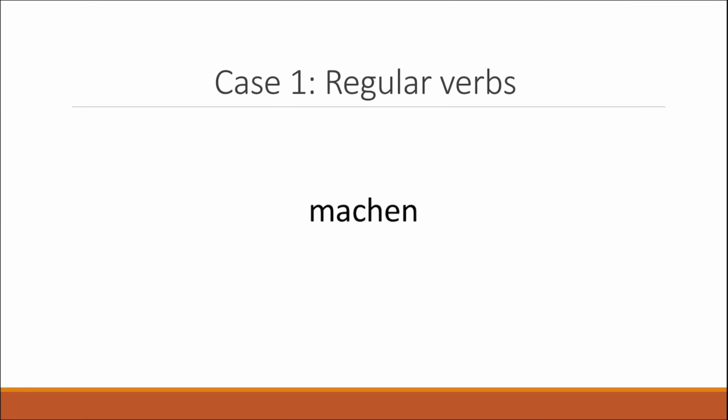Machen is a regular verb, and in order to conjugate the past participle of machen, you're simply going to add ge at the beginning of the verb in this case, and we're going to substitute the last part of the verb, en, with a t. So here you can see how we're doing it for machen. Machen is going to become gemacht because we're adding ge at the beginning of the verb and we're substituting the en part with a t. So machen is going to become gemacht. So it's pretty straightforward, right?